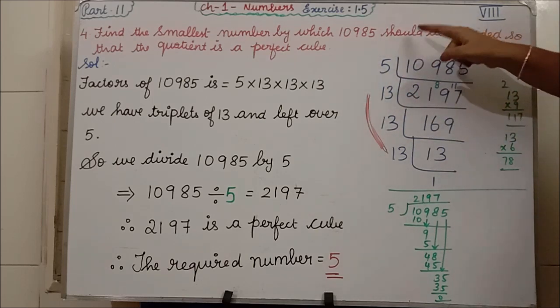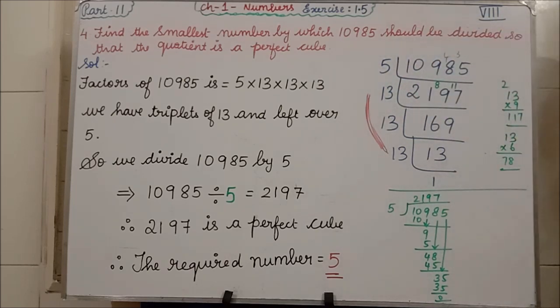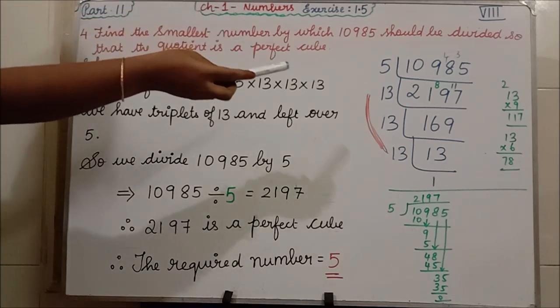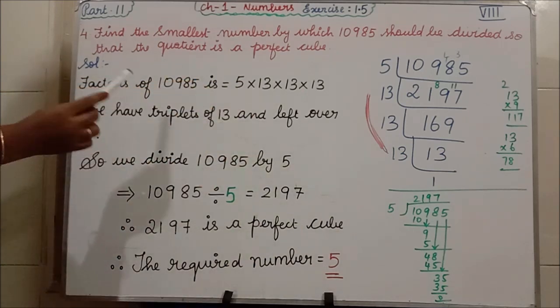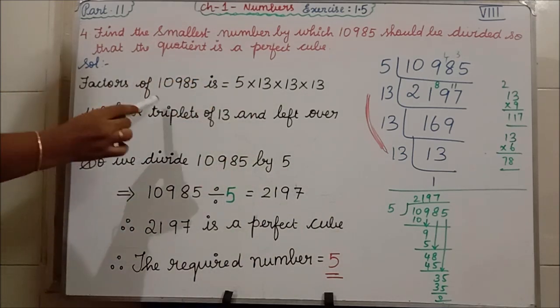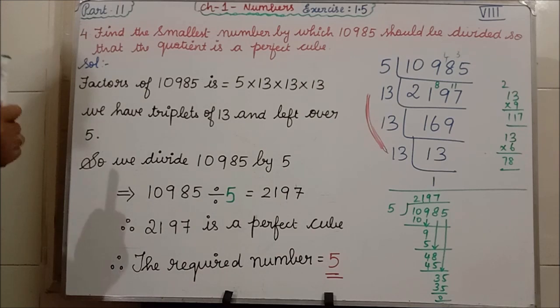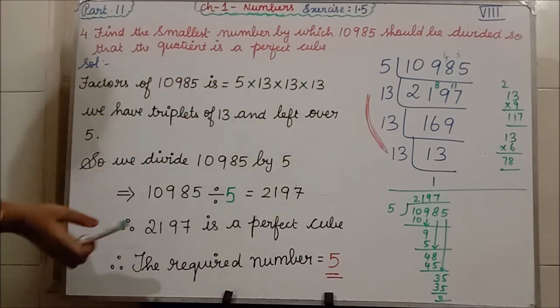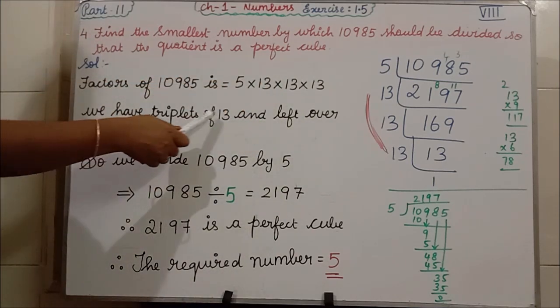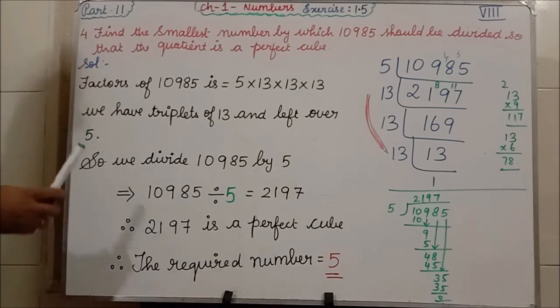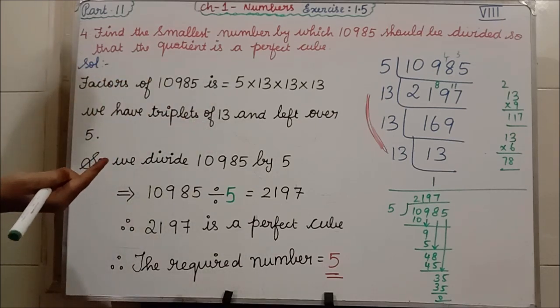Okay, in the question what should be divided they are asking, isn't it? So we'll start the solution. Factors of 10,985 is equal to 5 into 13 into 13 into 13. We have triplet of 13. Triplet means 3 times of 13. One first time, second time, third time. We are having 3 times of 13 and left over only 1 5 is there.